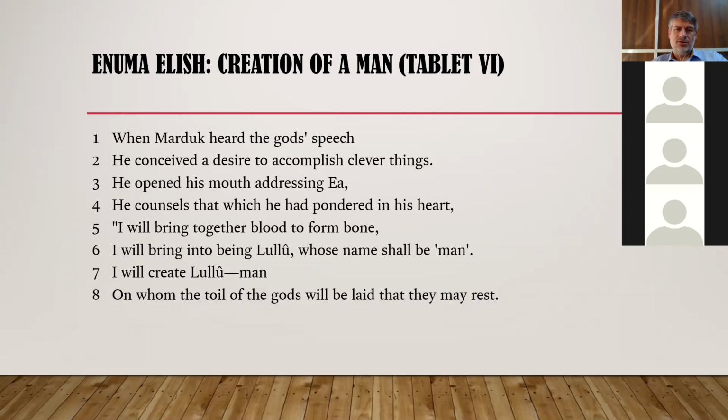When Marduk heard the gods' speech, he conceived a desire to accomplish clever things. He opened his mouth, addressing Ea. He counsels that which he had pondered in his heart. I will bring together blood to form bone. I will bring into being Lulu, whose name shall be man. I will create Lulu, man, on whom the toil of the gods will be laid, that they may rest.